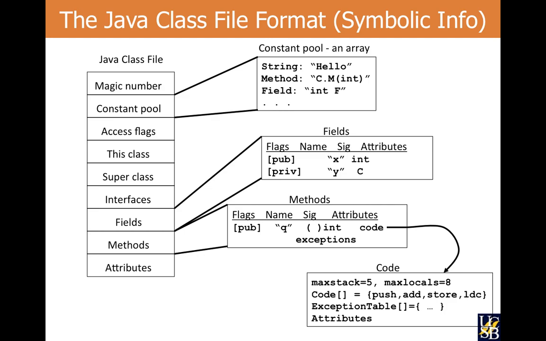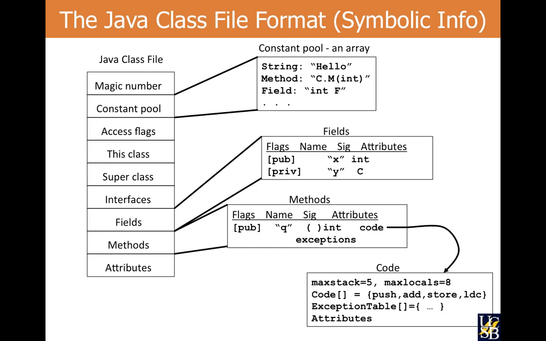So in this example, the constant pool might look like this. At the very top, you might have entries in the table that are string, that actually have a string constant like hello. You'll have names of methods. Method M is in class C, and it takes an int as a parameter. It has one parameter.